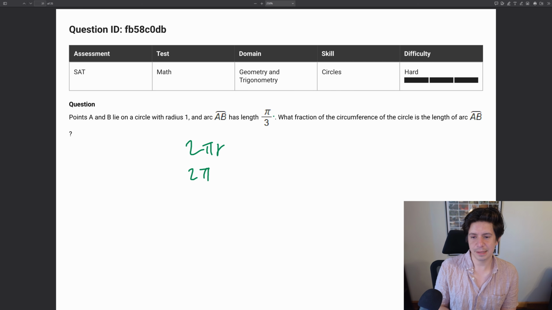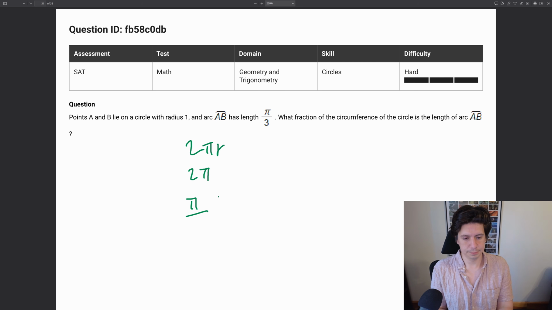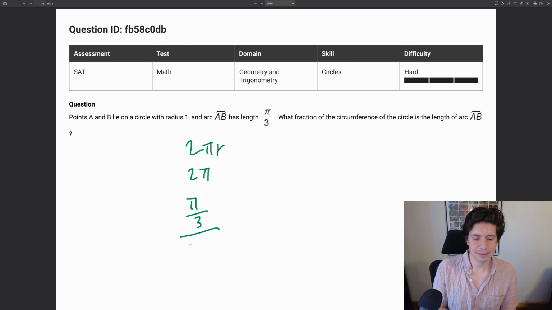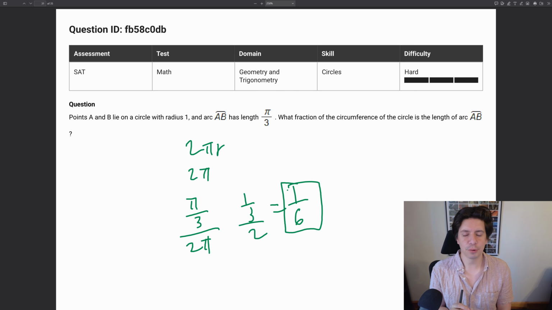So to find what fraction of the circumference of the circle it is, we do pi over 3 divided by 2 pi. And that's going to become 1/3 divided by 2. That becomes 1/6. And that is our answer. This is just about proportions and understanding the whole circumference and then finding the arc from it as a proportion.